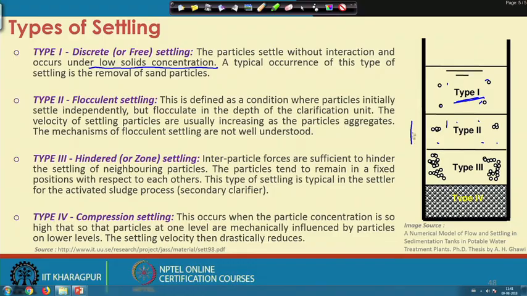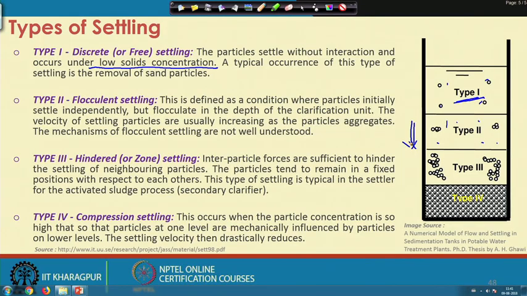and the velocity of these settling particles increases because when they form flocs, when they form larger aggregates, the size of the particle or the weight of the net particle increases, and as a result they settle at a relatively faster speed. Okay. The exact mechanism is not well understood, but for design purposes we follow the major concepts of discrete settling for flocculent settling as well.